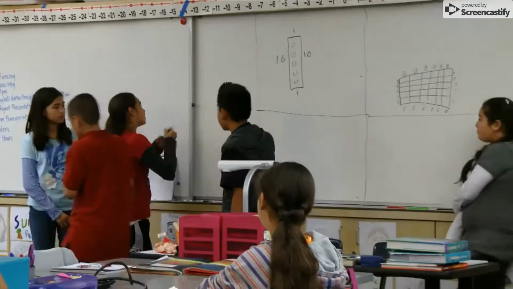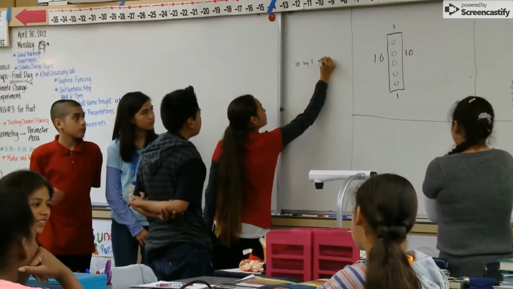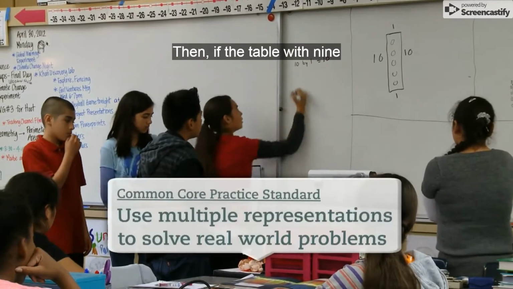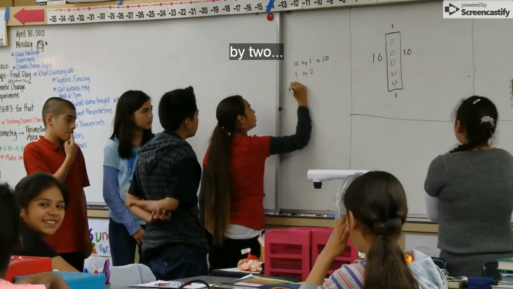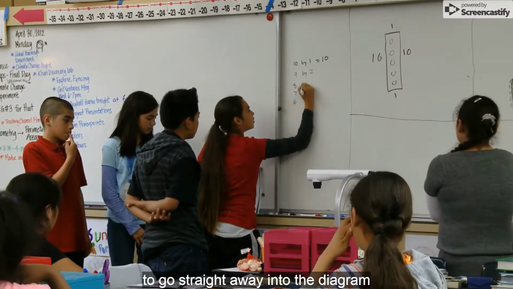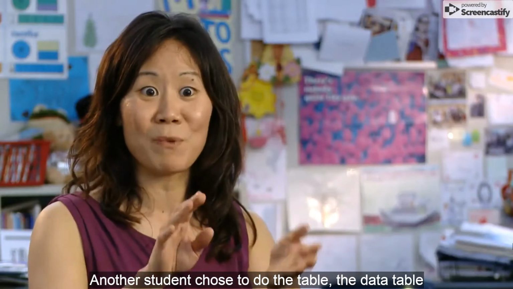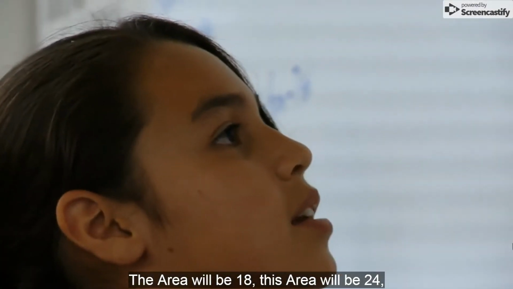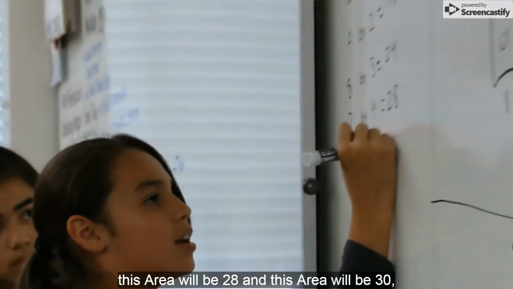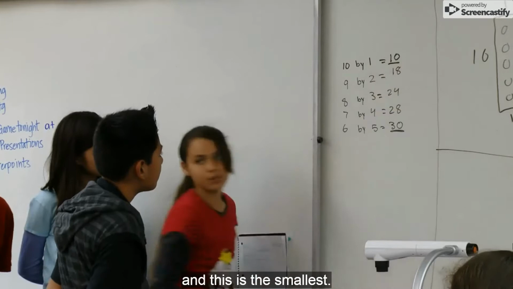So 10 by 1, the area would be 10. Then if the table was 9 by 2, the area would be 18, this area would be 24, this area would be 28, and this area would be 30. Some groups had decided to go straight away into the diagram and to draw a picture. Another student chose to do the data table, where they had the different values on either side. So then we see that this is the largest and this is the smallest.